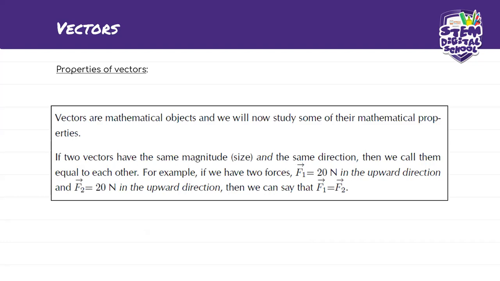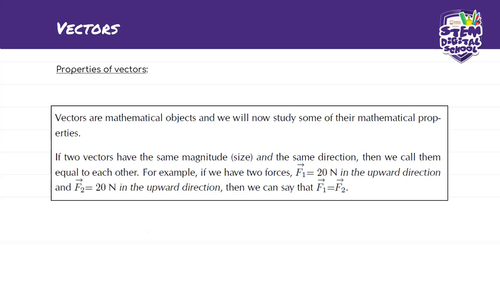So if two vectors have the same magnitude, which is the size basically, and the same direction, then we call them equal to each other. For example, if we have two forces whereby they tell us that force one is 20 newtons in an upward direction, and F2 is also 20 newtons in the upward direction, then we will say that force one is equal to force two. And you see, these arrows on top indicate that this is a vector. So it's very important that you also write them on top of your force, because they indicate that this is your vector. It's got magnitude and direction.